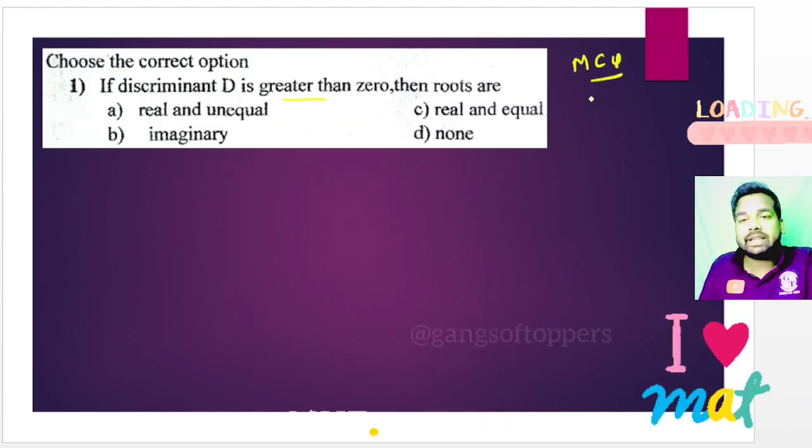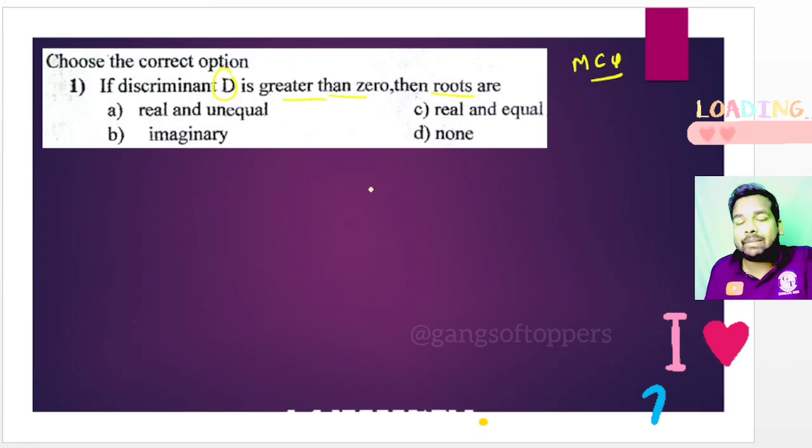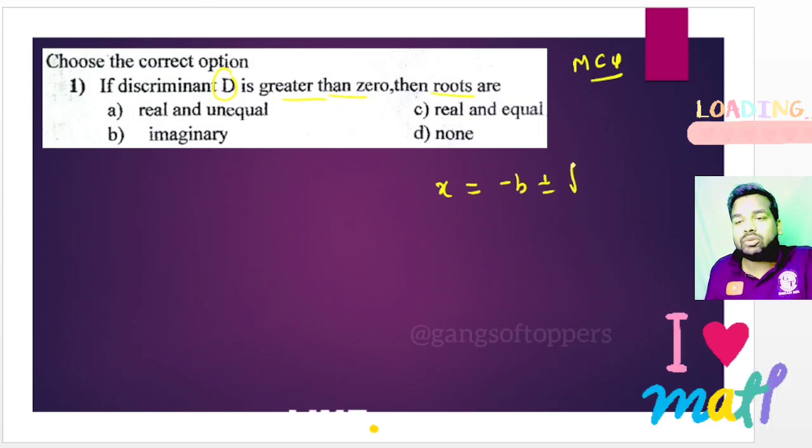The first question is saying that if D is greater than 0, then what is going to affect the roots of the equation? I think everybody knows the formula: if you get a quadratic equation, how you are going to solve for the roots. The formula is x is equal to minus b plus minus root under b square minus 4ac divided by 2a.